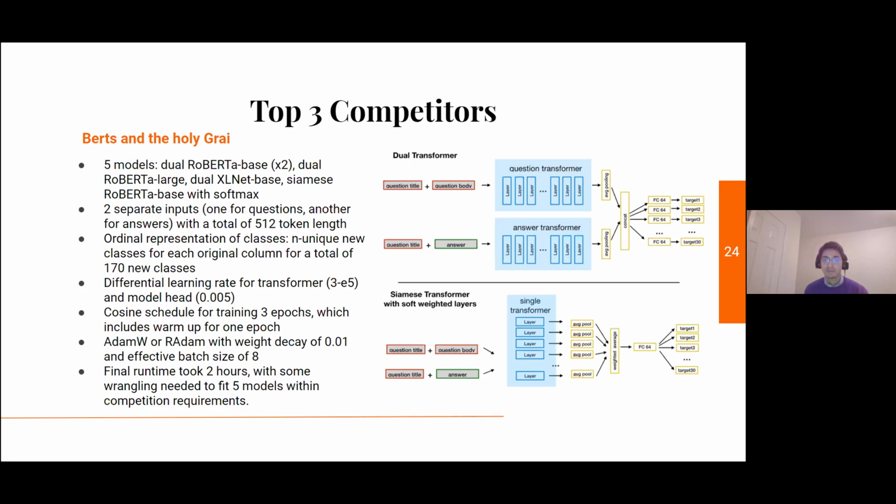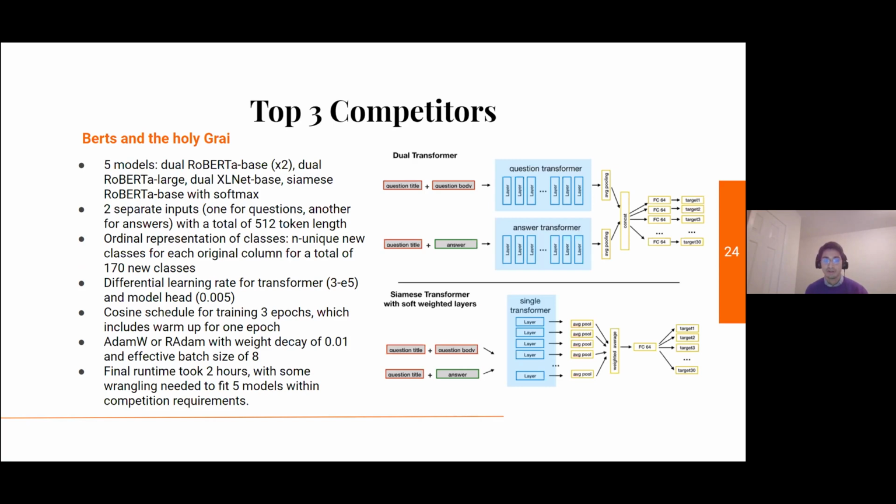In the Siamese transformer, similar to the dual transformer, question title and question body were sent in, and then question title and the answer. But this time it got sent into a single transformer, which then was average pooled, and the weighted average was then sent into a fully connected layer. While it shows that there are 30 classes being predicted here, they actually decided to switch the classes to an ordinal representation. That means it was an ordered view. So for a given class, they created at least n unique new classes, and in total they created 170 classes.